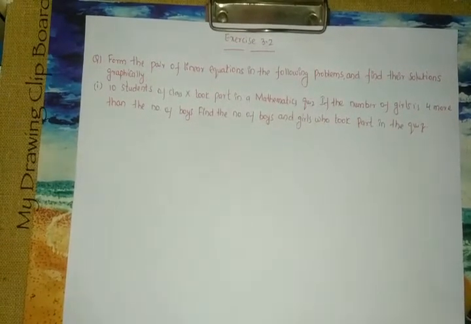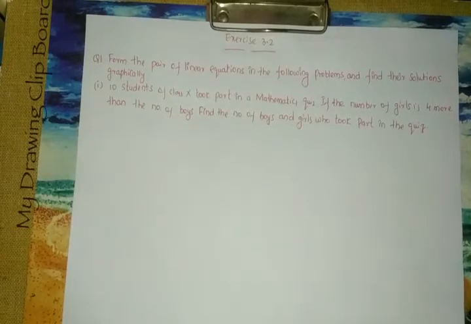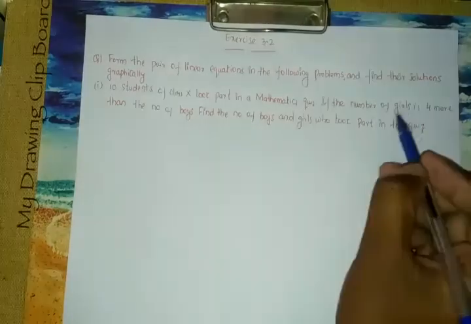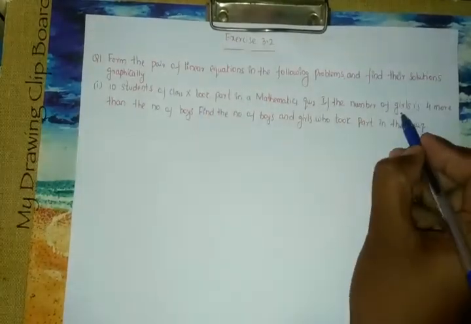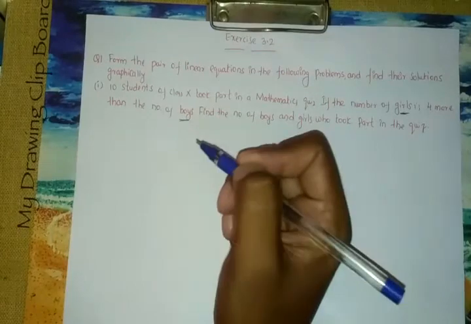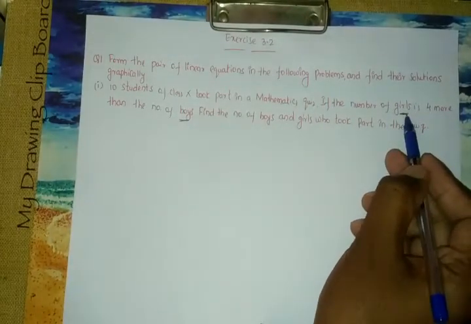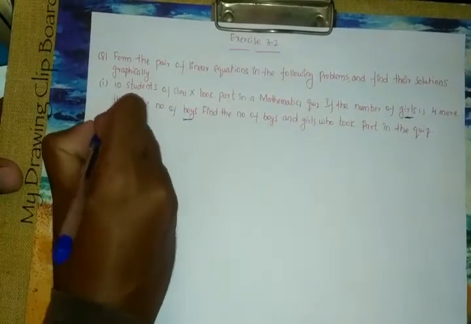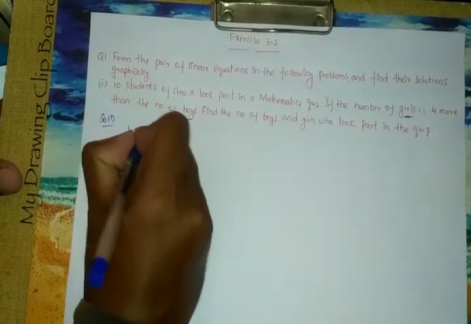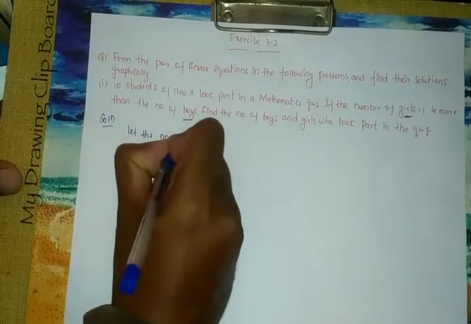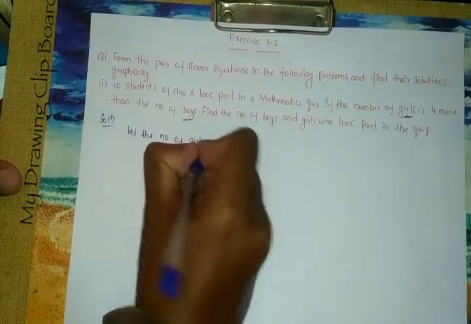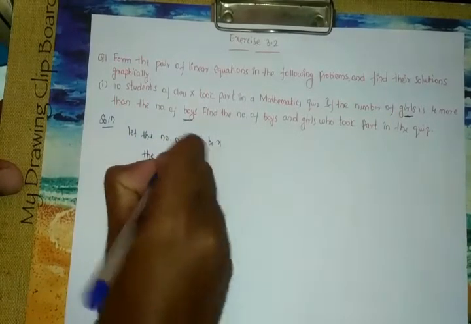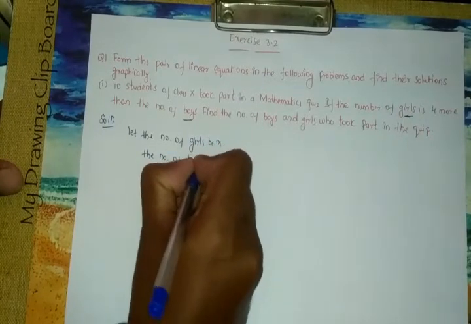In this question, we need to identify which are variables here, right? So here variables are girls and boys. So I have to take girls as X and boys as Y. So let the number of girls be X and the number of boys be Y.